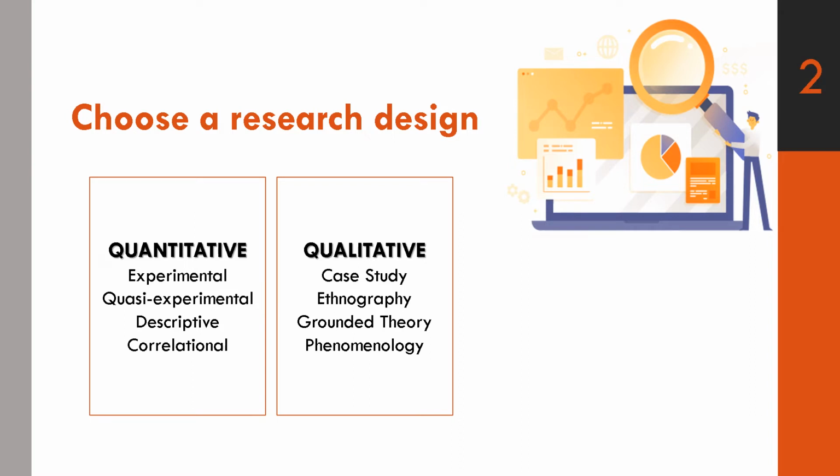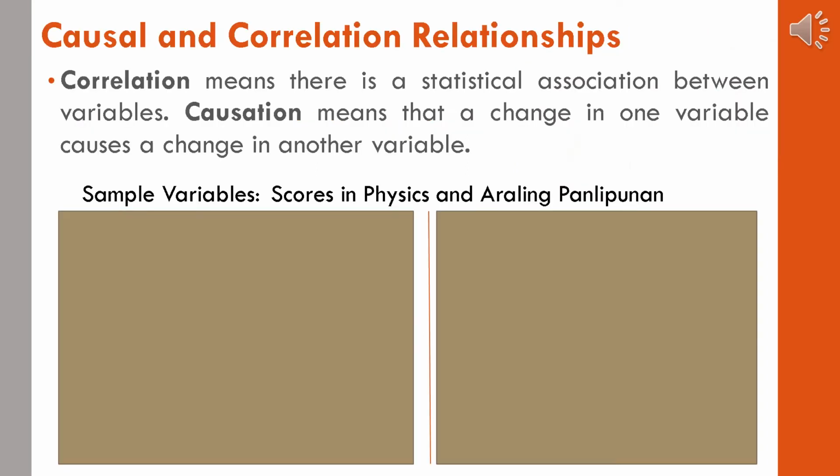So, these are the types of designs in the quantitative approach. We have experimental, quasi-experimental, descriptive and correlational. Meanwhile, in qualitative, we have case study, ethnography, grounded theory, and phenomenology. So before we proceed to the different research designs, we must first understand what is causal and correlational relationships.